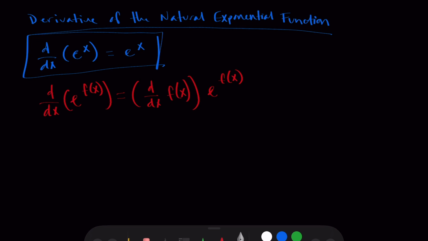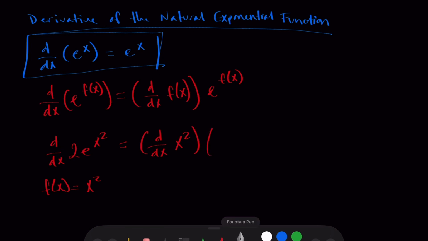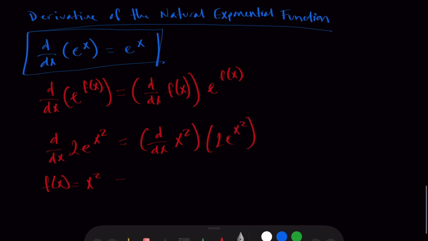So now if we had that example that I have written down as 2e to the power of x squared, my f of x is actually x squared. So now if I take the derivative of x squared, I can multiply it by the original function here, which was actually 2e to the power of x squared. Now all I need to do is take the derivative of x squared, which is 2x. So I have 2x times 2 times e to the power of x squared. And this is my derivative.